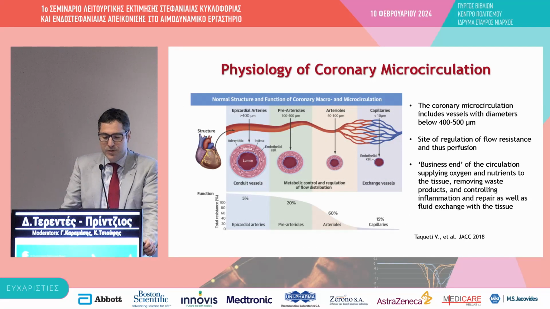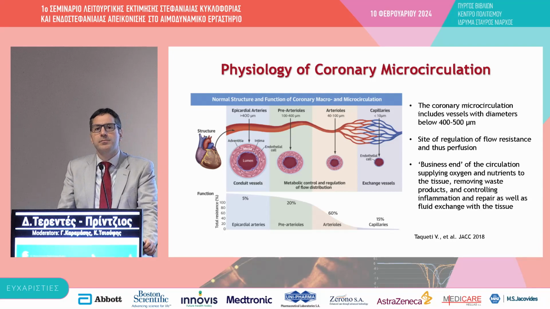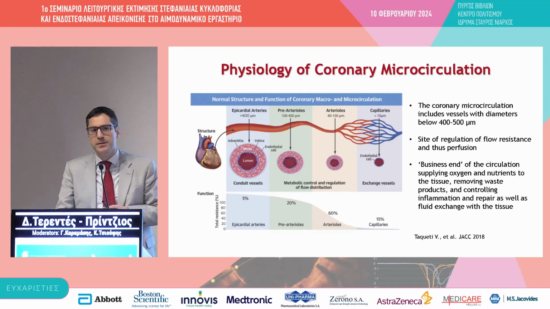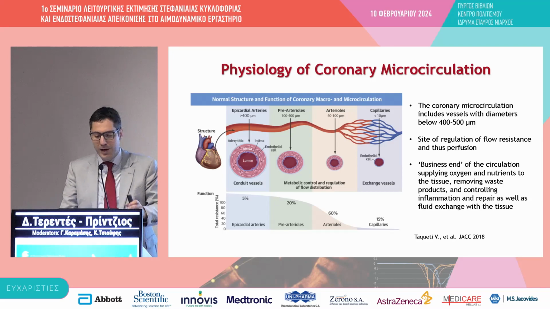About the coronary microcirculation, as you can see, we have the epicardial arteries. So there is a small debate: what's the cutoff where we set the boundary between microcirculation and epicardial vessels? It might be 400 micrometers, it might be 500 micrometers. However, usually it's about 400.